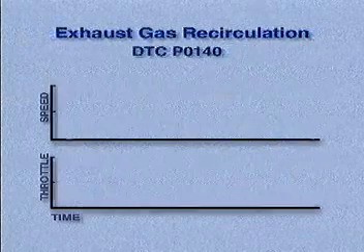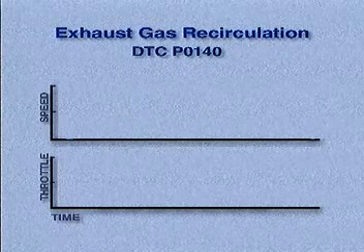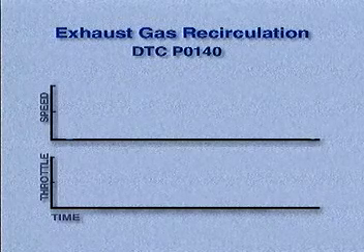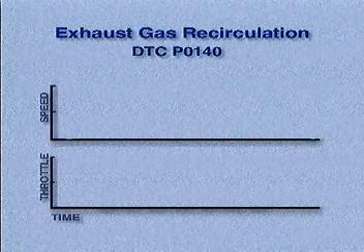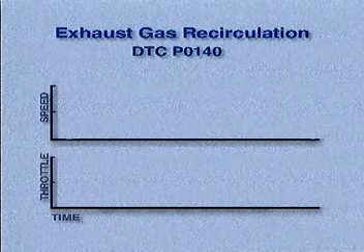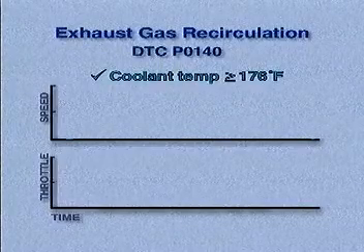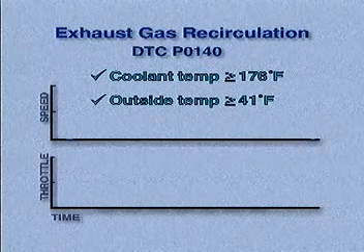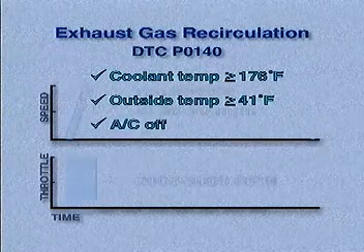If you are correcting a P140 DTC, the exhaust gas recirculation or EGR system, the test should take about 10 minutes or less. Turn off the ignition switch after you have fully warmed up the engine. The coolant temperature should be 176 degrees Fahrenheit or more, with an outside temperature of 41 degrees Fahrenheit or more, and the air conditioning should be off.